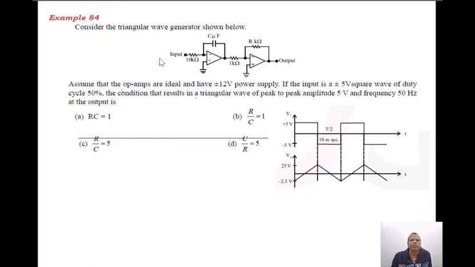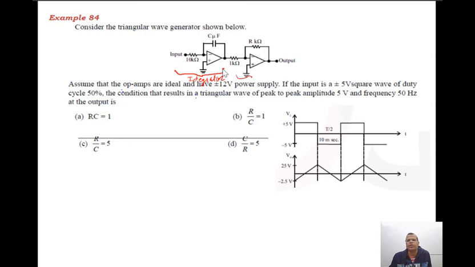Please see carefully. This is the circuit you have. Here, the input side of the circuit is nothing but a simple integrator. This is the integrator circuit.